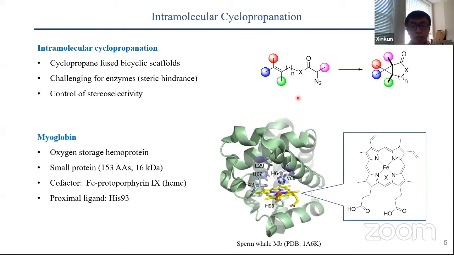And our group has a research focus on engineering myoglobin for abiological reactions. Sperm whale myoglobin is an oxygen storage protein consisting of around 150 amino acid residues. It contains an iron protoporphyrin IX heme cofactor, which is embedded within the protein through non-covalent interactions. Iron atom is coordinated to the protein through the side chain of a proximal histidine ligand.